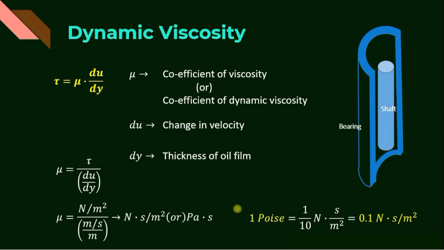Most of the time, we would have come across the unit of poise. 1 poise is equal to 1/10 of Newton second per meter square, or we can say that 1 poise is equal to 0.1 Newton second per meter square, or 1 poise is equal to 0.1 Pascal second.